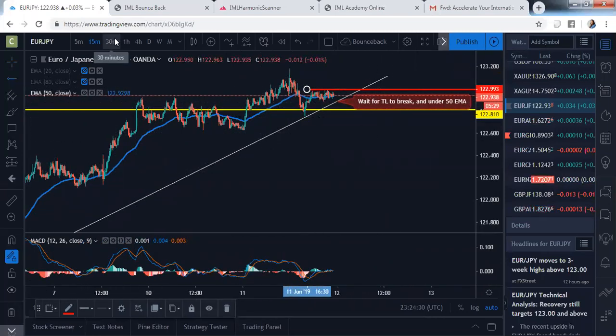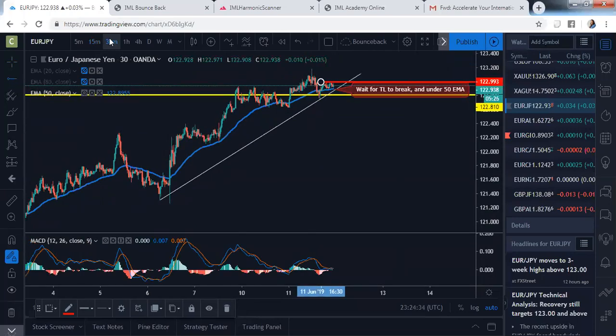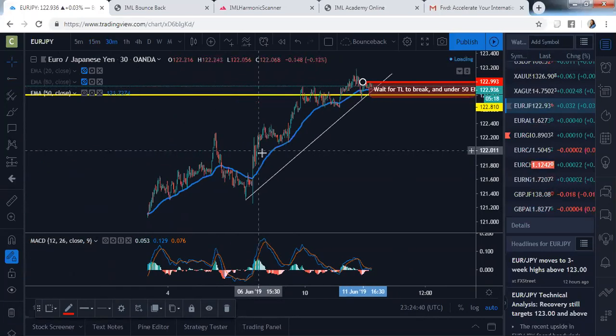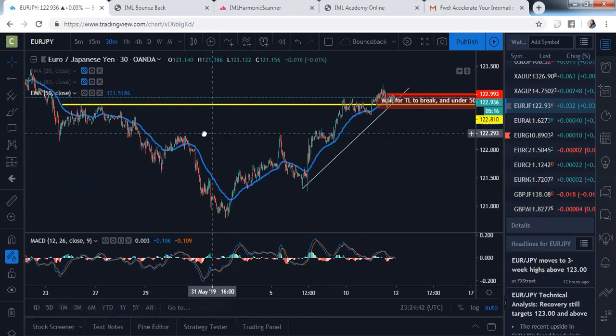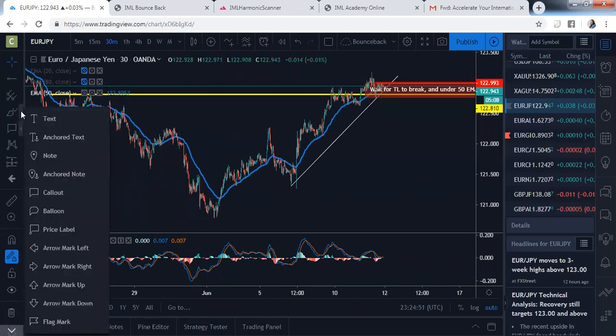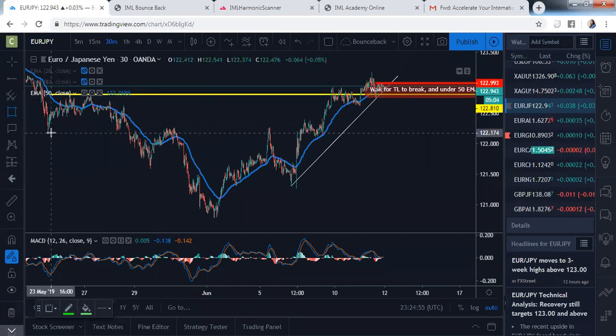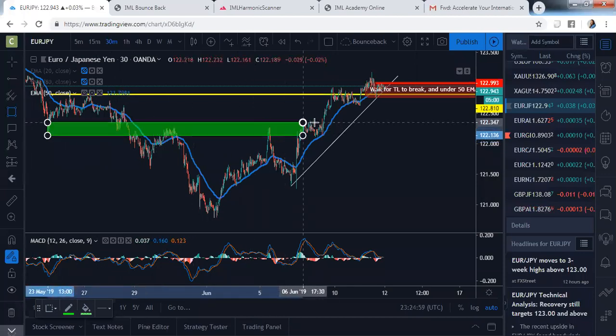Now, where would our profit points be for Euro JPY? Remember, for take profit, I always look at structure. Zoom out and see where the structure is. So we've got some structure here. All we are looking for is support and resistance. If you don't know what support and resistance is, you need to go back over the IML basics, the academy.